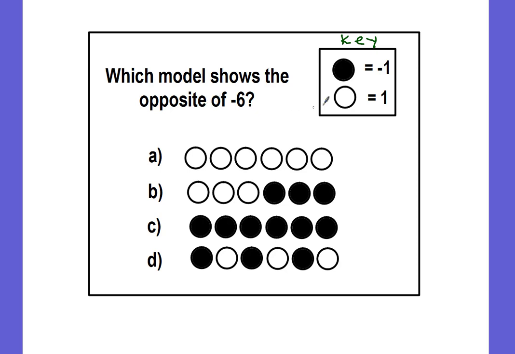If you're not sure, model it. A negative 6 would be 6 filled in solid circles, so which would be C. So this would be a negative 6. But we want the opposite. So the opposite of 6 filled in circles would be what? 6 empty circles. So the opposite of a negative 6 would be a positive 6, or letter choice A.